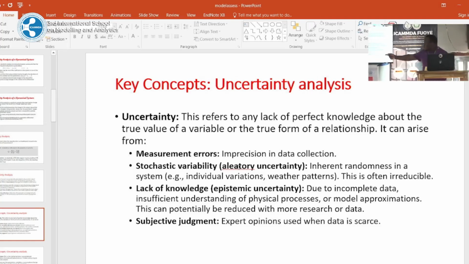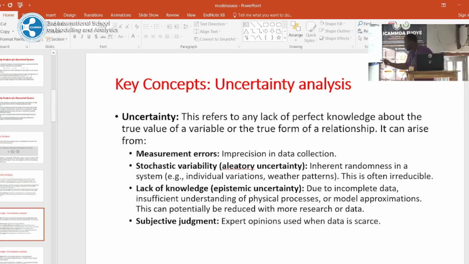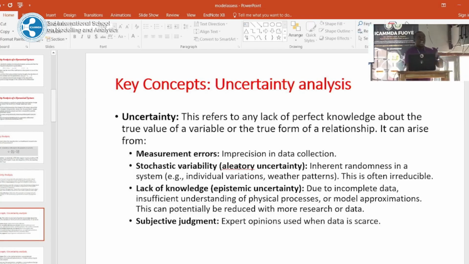Now, subjective judgment you can use is expert opinion, used when data is scarce. So when you don't have enough data, what do you do? You search the literature. Who are the experts in this area? What have they used? What kind of parameters have they used? When it comes to malaria, we have some people who have worked. In my first overview of infectious disease, I presented some of the things people have done, but there was no time on malaria, starting from 1911 till date.